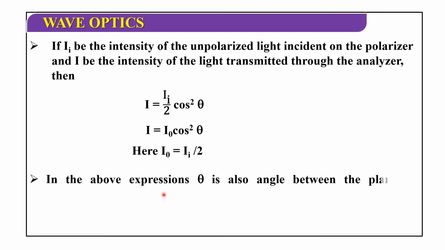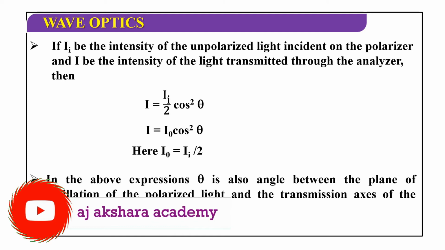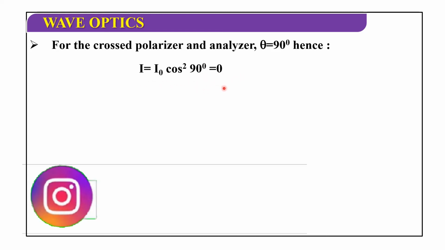In the above expression, theta is also the angle between the plane of oscillation of the polarized light and the transmission axis of the analyzer. Next, for the crossed polarizer and analyzer, theta is equal to 90 degrees. Hence, I is equal to I naught cos square 90. So cos 90 is equal to 0, so I is equal to 0.